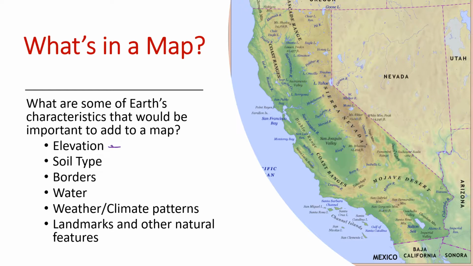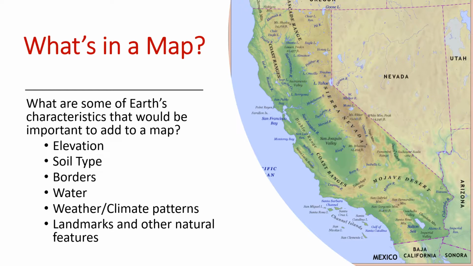The next is soil type. So is it going to be more of a desert, or is it going to be a lush jungly area? What borders are there? Political borders, or is there a river that's bordering an area? What about the water? Where can I find water in this area? Water is essential to all life, so especially when you were one of the first explorers or settlers, you really wanted to know where those water sources were. Otherwise, you may not have survived.